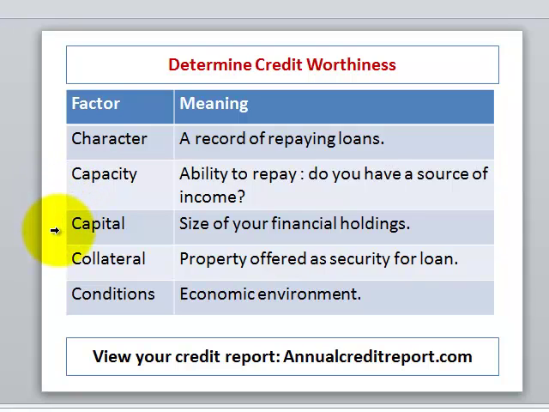Third, capital. What kind of savings do they have? Are they a multimillionaire that's unemployed? Well, that might be a pretty good loan. Fourth, are they willing to put up any collateral, i.e., are they willing to put up valuables as security for the loan? And fifth, what are some of the economic conditions? If the economy's bad and people are getting laid off, I might be more reluctant to make the loan. You can view your credit report, which the government provides free each year, at annualcreditreport.com. And again, that link is on your Blackboard site under links.